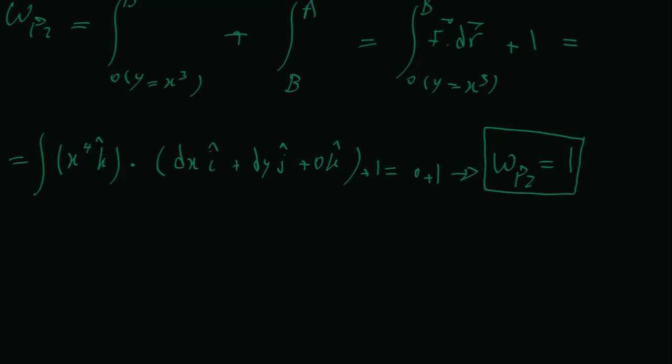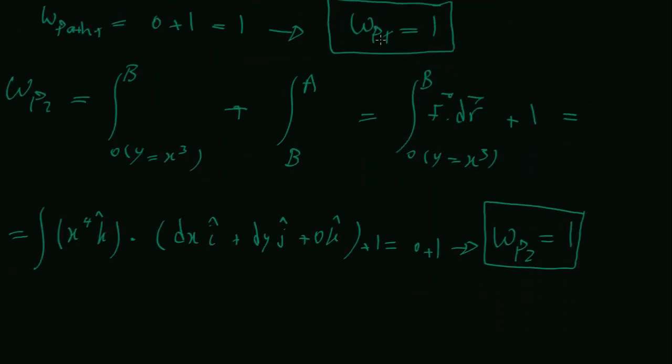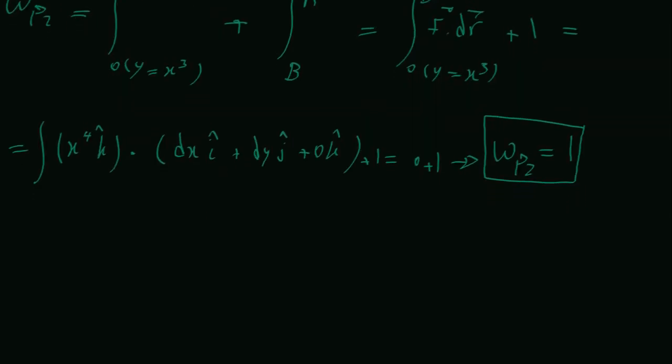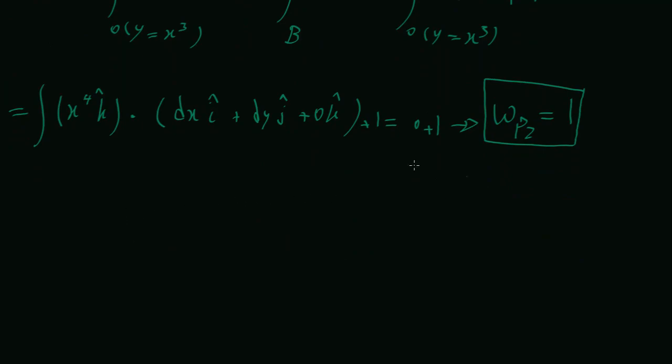Now you get the idea: we are seeing that W on path 1 is equal to W on path 2. I leave calculating the W on path 3 for you guys, but if you calculate that, W will also turn out to be 1. So W on path 3 is equal to 1.